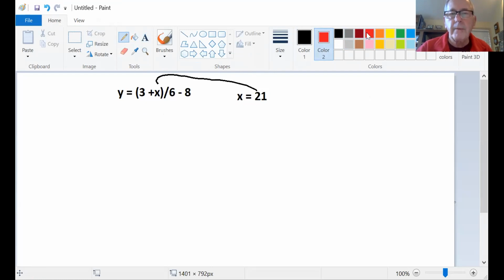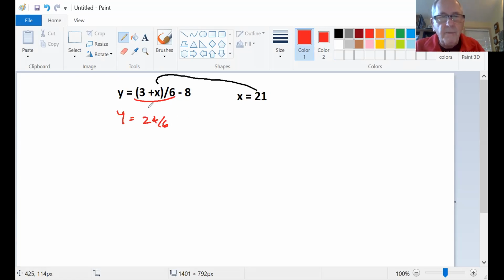And I wish I could change my color. Okay. So then the second thing is you say y is equal to 3 plus 21. What's 3 plus 21? 24. Okay, and it's 24. Get rid of this thing here, sorry. 24 divided by 6, okay? It's not 6 minus 8, it's just 6. Because this is one part of the equation. It's not that minus 8, right?